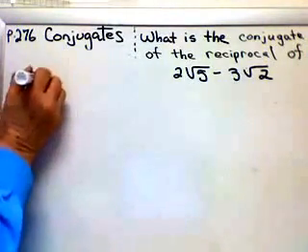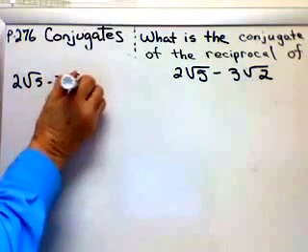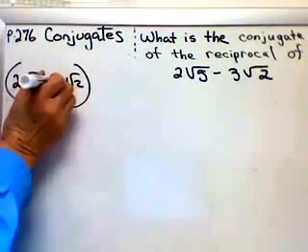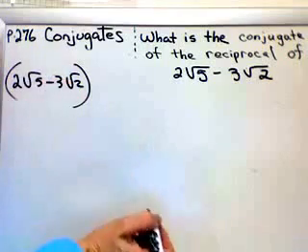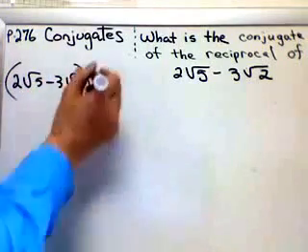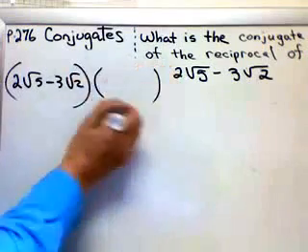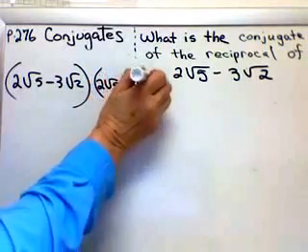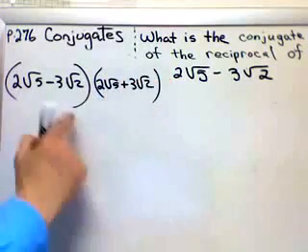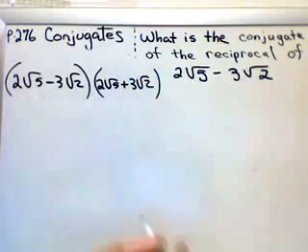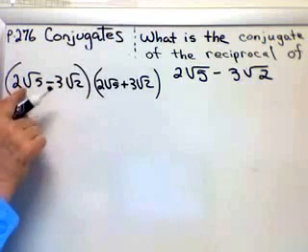So 2 root 5 minus 3 root 2. What could I multiply that by so that the answer is an integer? By saying I want the answer to be an integer, it means there's not going to be any radicals left in the answer. So I can multiply it by 2 root 5 plus 3 root 2. When I do that, there will be no radicals left, so I'll have an integer for an answer. Let's do that and just check it out.